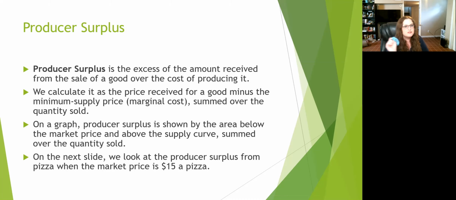So we calculate it as the price received for a good minus the minimum supply price. So let's think about scrunchies. If you paid me $1 for the scrunchie, but it cost me 20 cents to make the scrunchie, then my producer surplus is that additional 80 cents, right?